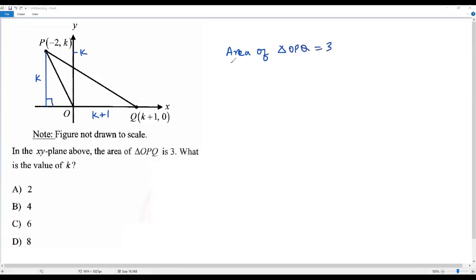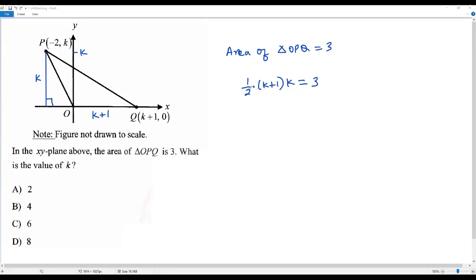Now, to find the area of a triangle, we can use the formula 1/2 times base times height. The base of the triangle is K + 1 and the height of the triangle is K, so 1/2 times (K + 1) times K equals 3. Now we have to solve for K in this equation.